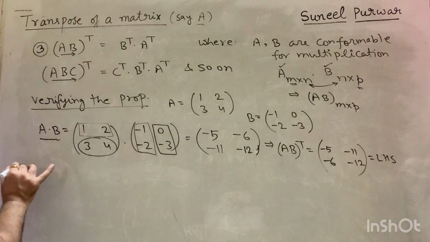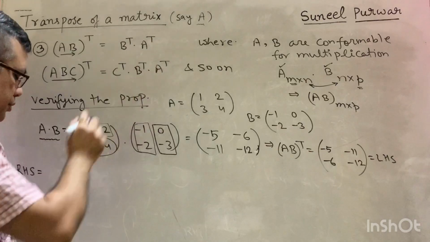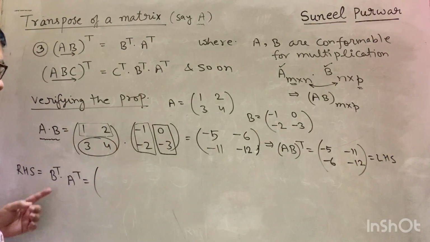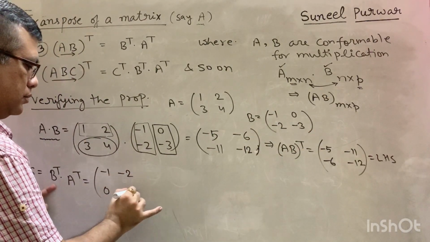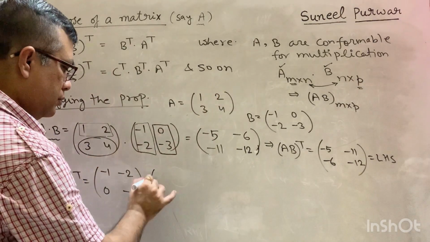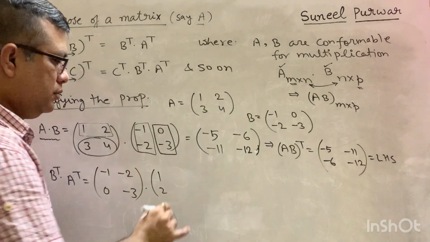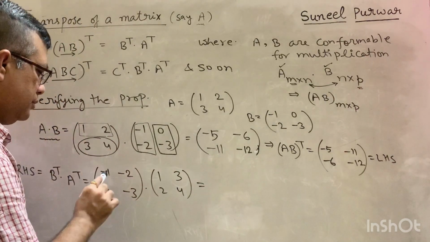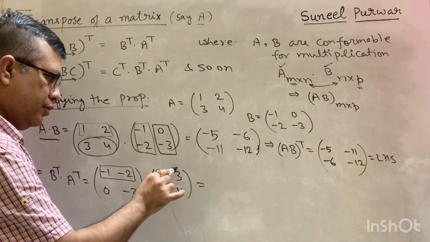So for RHS, we need the product of B transpose with A transpose. So B transpose into A transpose. Write down B transpose. This is B. Write down B transpose. Then write down A transpose. So first row 1, 2 will become first column. 3, 4 second row will become second column. Apply your knowledge of matrix multiplication. So just indicating first row with first column, then with second column, and so on.